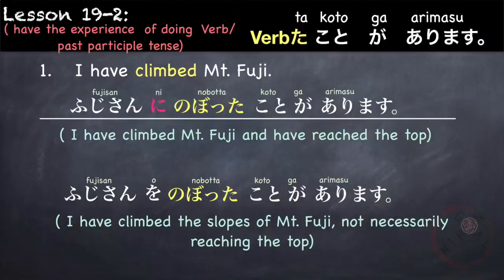On the other hand, Fujisan o noborimasu or Fujisan o nobotta koto ga arimasu, here the focus is not necessarily reaching the top or going up the top of the mountain, but instead the focus is on the action of climbing the slopes of the mountain. Another example of this is the sentence koen o sanpo shimasu, or walk in the park. So here we use the particle o instead of ni. And also another example is kaidan o noborimasu, which means to go up or climb up the stairs.